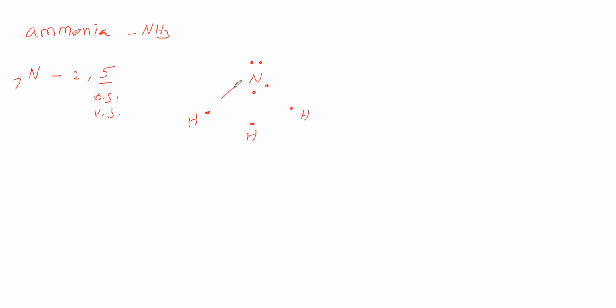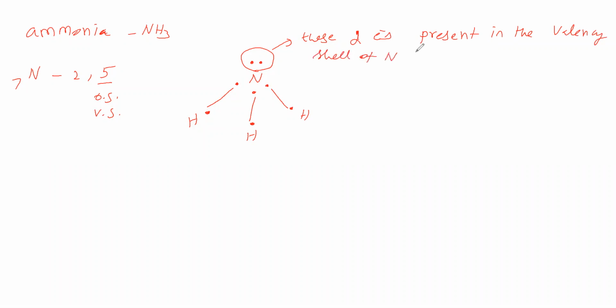Okay, now bond is possible. Now these 2 electrons present in the valence shell of nitrogen are not involved in bonding.